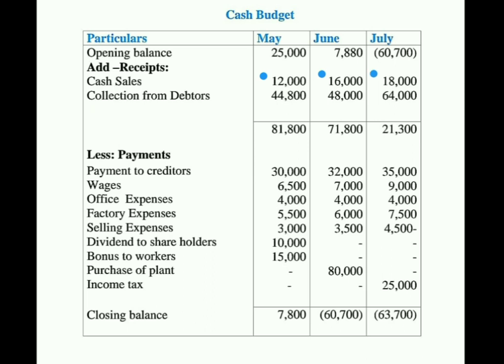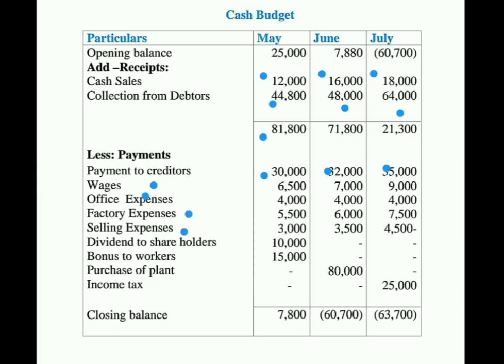And collection from debtors, take from May, June, July: 44,800, 48,000 and 64,000. Now here the total is 81,800, that is 25,000 plus 12,000 plus 44,800, that is 81,800. Now less payments. Payment to creditors 30,000, 32,000, 35,000. So here, look at the working notes, purchases, and next wages and other expenses.